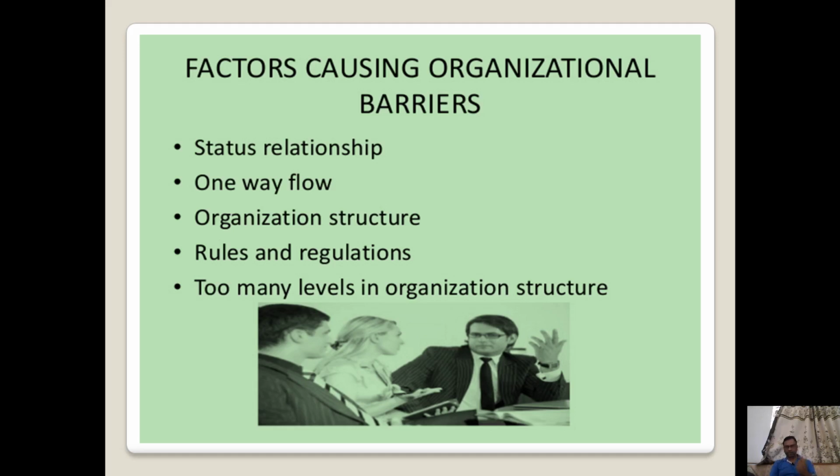What are the factors causing organizational barriers? When we work in an institute, when we go to school and college, these kinds of barriers also arise that we should know. Status relationships, one-way flow, organization structure, rules and regulations, too many levels in organization structures. So what happens when we try to communicate from one level to another level? At some level we are satisfied with the communication. But if we go to the upper level, less communication occurs. Why? Because the people who work on different levels have different levels of communication also. Some are easy to understand, some are difficult to understand, and that is why communication barriers occur.